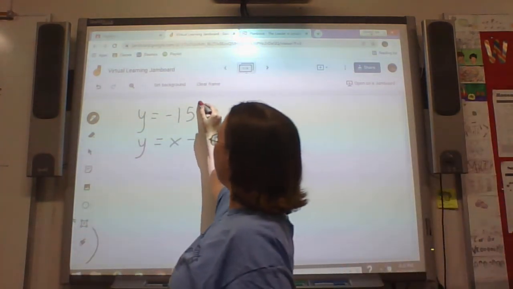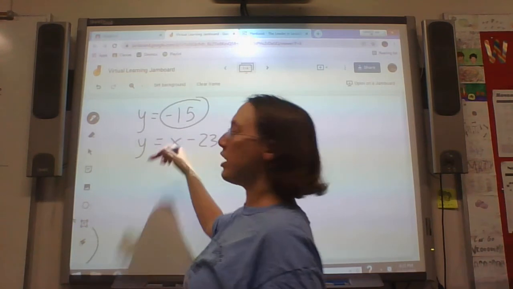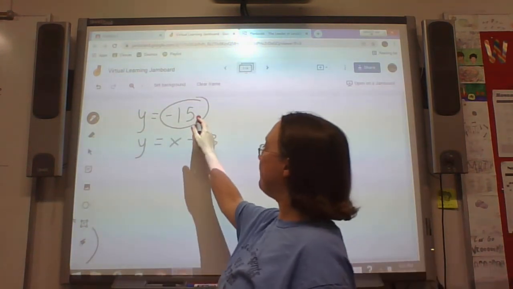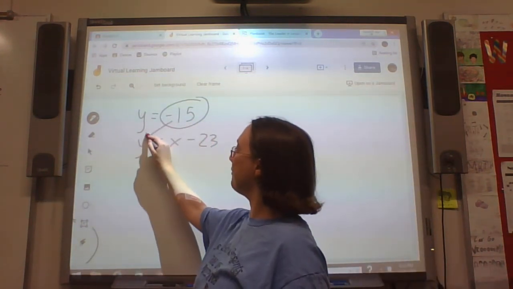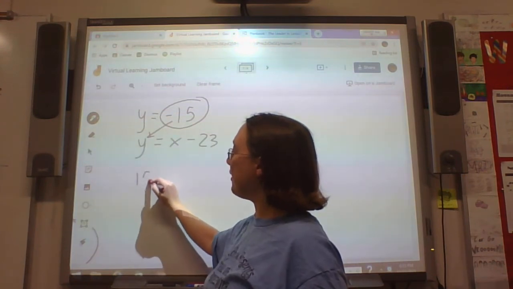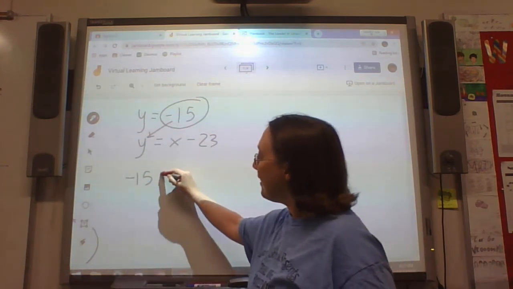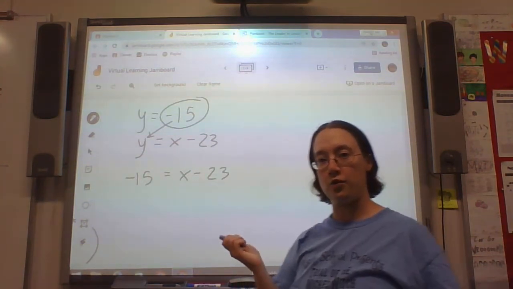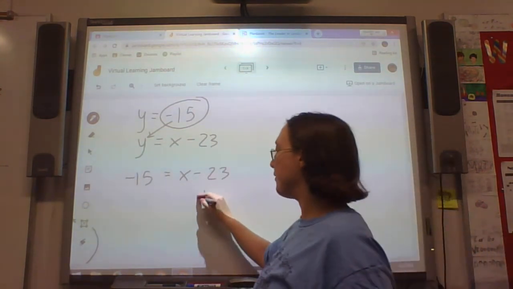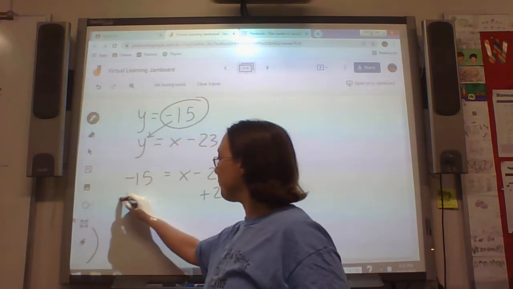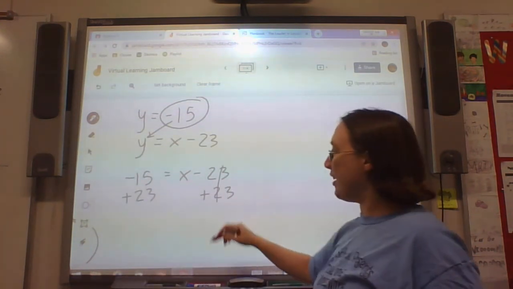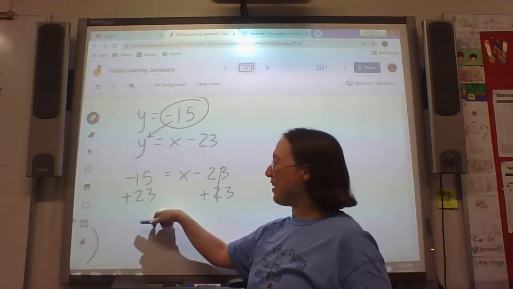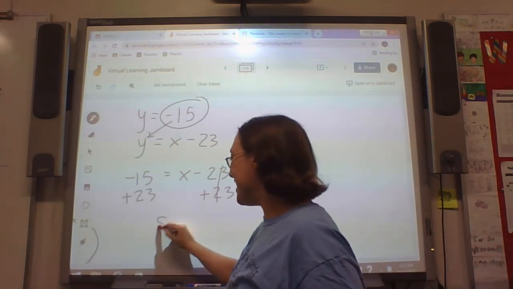We've got y. It's up here this time rather than down here, but we're doing the same thing. So we're going to take that negative 15 and we're going to plug it in here. So we got negative 15. Don't forget to put the negative on. Equals x minus 23. And we're going to get rid of subtracting 23 by adding 23. These are gone. Negative 15 plus a positive 23 gets you a positive 8.